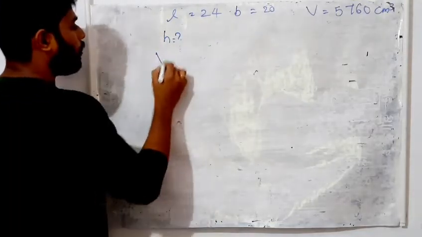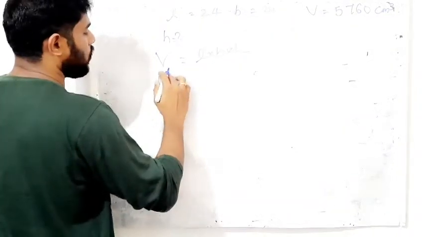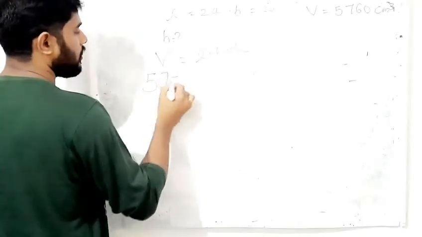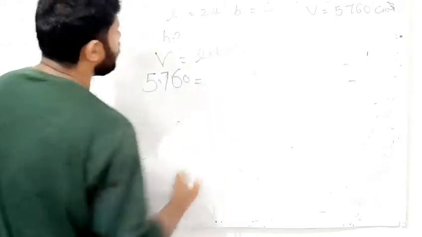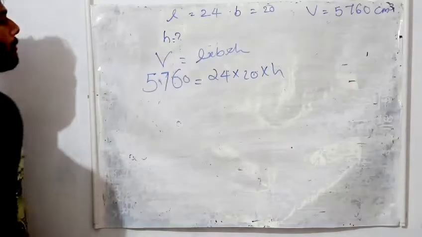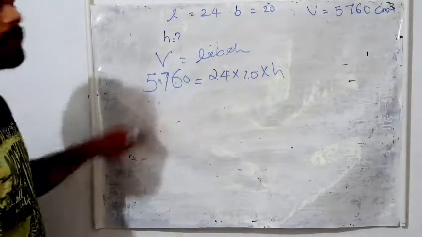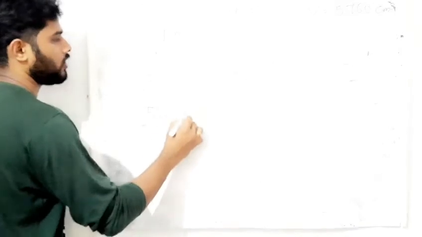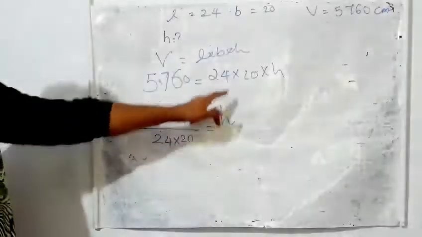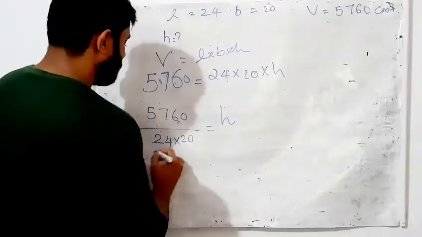We know the volume of cuboid is equal to length into breadth into height. So we can put the values here. Volume, how much? We already know that one. Volume is 5760, which is equal to length 24, breadth 20, into height. So I keep height here, and this 24 and 20 will go from the right hand side to the left hand side, and it becomes 5760 divided by 24 into 20, which is equal to height. Clear? The 24 into 20 comes from the right hand side to the left hand side, and it becomes divide.